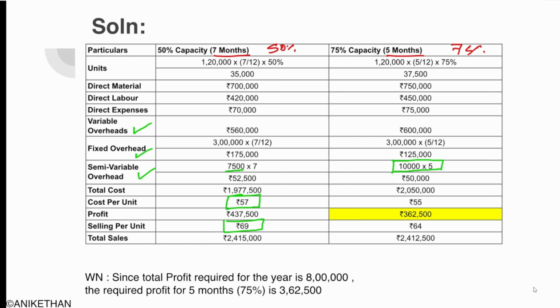And when I do the math, 69 minus 57, this is the profit I will get. To get the total profit of 8 lakh, the profit I should get in the next 5 month period is 3,62,500. When I know this and when I know cost per unit, I can always calculate my selling price per unit. So this is the second type of problem.